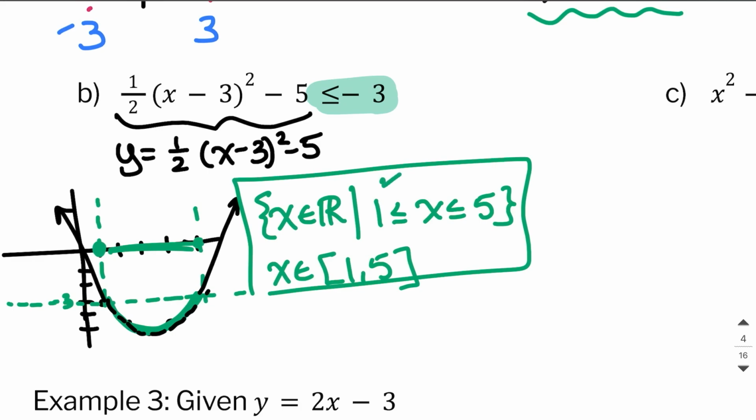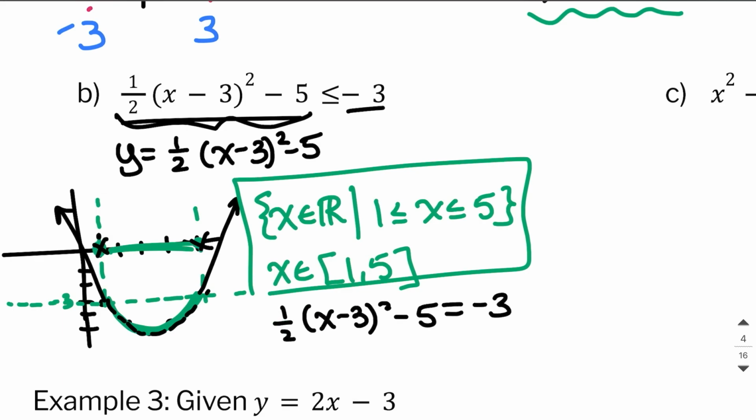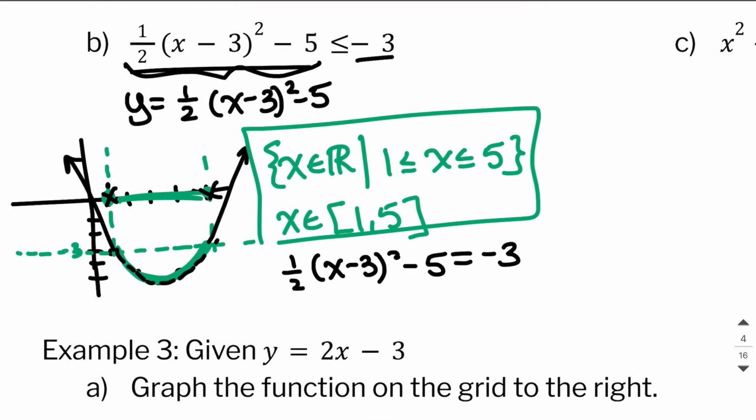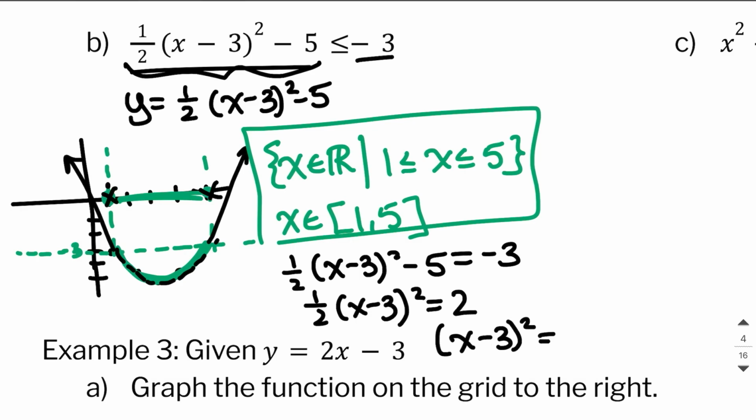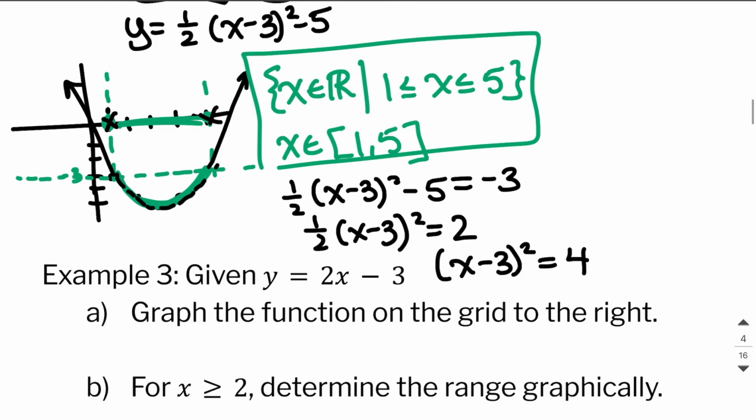But if you aren't exactly sure what the actual values of x are, you can set these two equal to each other to find the actual x values that work right here. So for example, right here, I would say 1/2 times x minus 3 squared minus 5 is equal to -3. So then I would add the 5 to both sides. Get rid of the 1/2 by multiplying everything by 2. Square root everything.